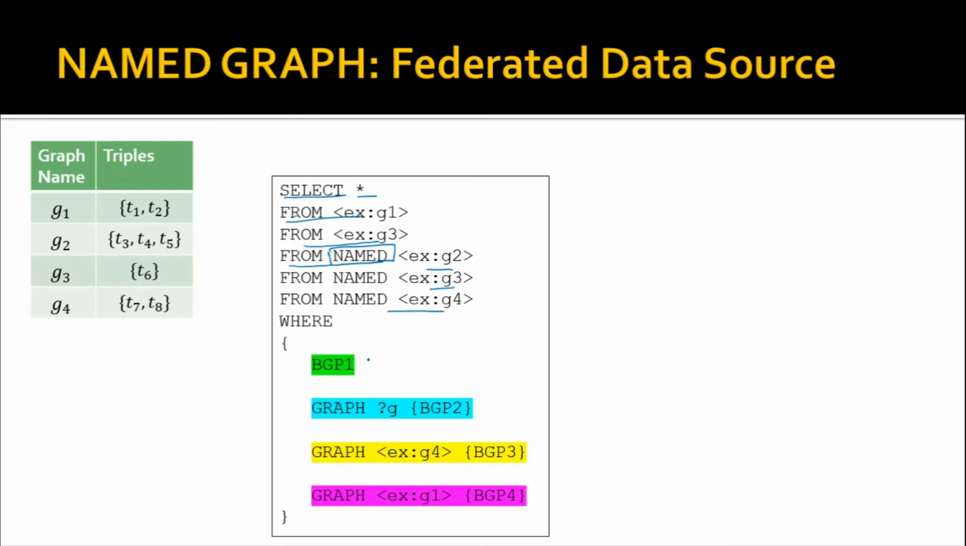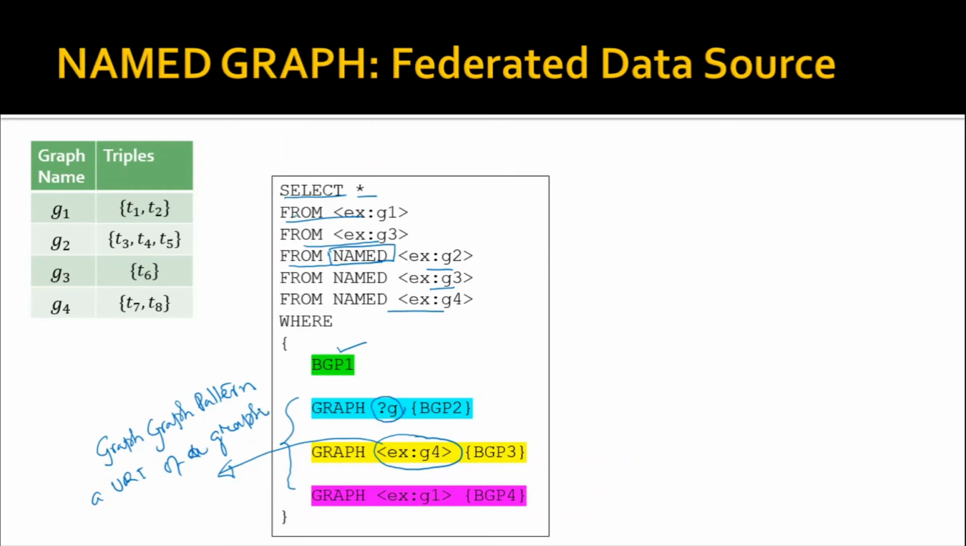And let us look at the patterns that you have in the where clause. The first pattern is a basic graph pattern, which is very simple. But the other three patterns start with a keyword graph. These patterns are called graph patterns, because they involve graphs. And what follows this graph keyword? You can have one variable, or you can have one URI, and you can correctly guess that this URI is the URI of a graph. So you are saying also a graph G1 BGP4.